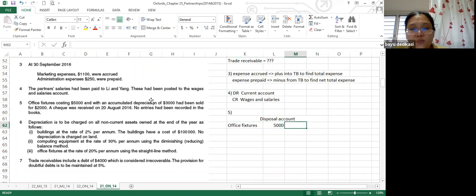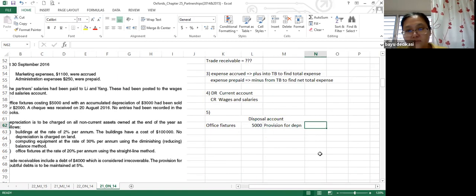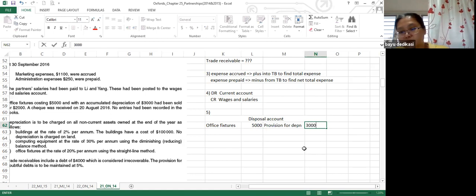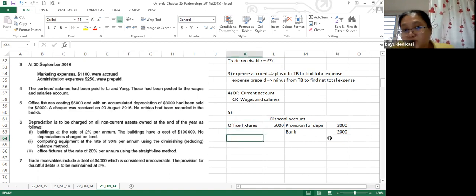And then accumulated depreciation, which is your provision for depreciation, $3,000. Okay, next is that it has been sold for 2,000. That means bank amount 2,000. Okay, a check was received on 20th August. No entry has been recorded in the book. So in this case, you have to put through the journal entry for this amount.